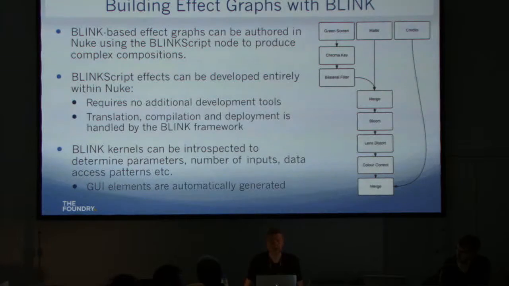So with Blink in Nuke, by using Blink scripts, you can come up with sophisticated and complex compositions. You'll see on the right of the screen perhaps a simple graph of operations that's designed for keying. So you'd have a green screen image, some map that you want to put at the back, and I've just got some credits here or some copyright information. The keying's done, filtering's done, images are merged together, lens distortion, etc. And I'll be using this graph later just to highlight some of the results that we've been getting when we try to move into real-time performance.